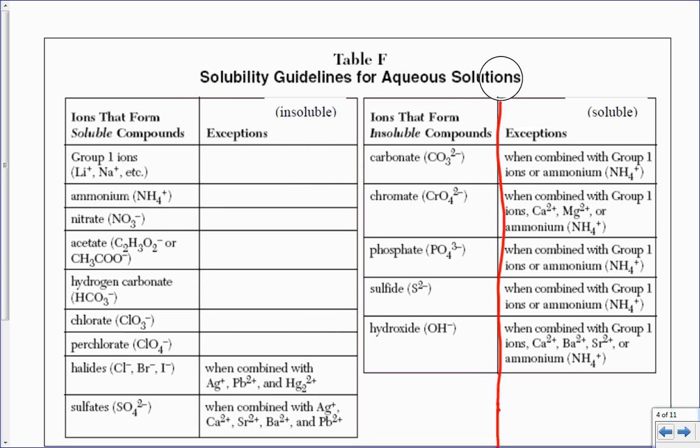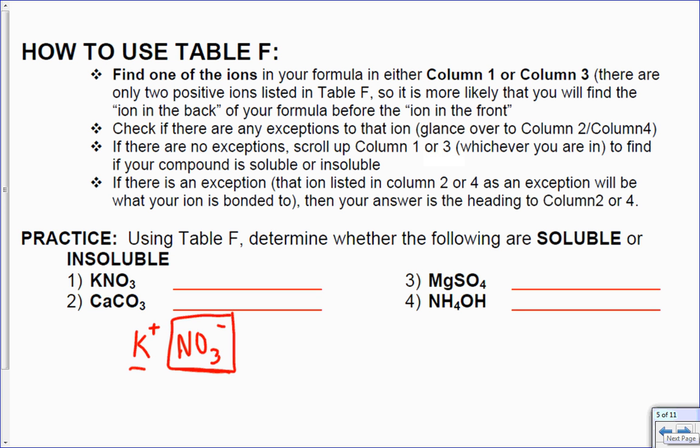Sorry. Technical difficulties for 1 second. NO3. Oh, look, I found NO3. All nitrates are soluble. That's simple. So, KNO3, all nitrates are soluble. I think I said that right. I'm not good at spelling. Okay.